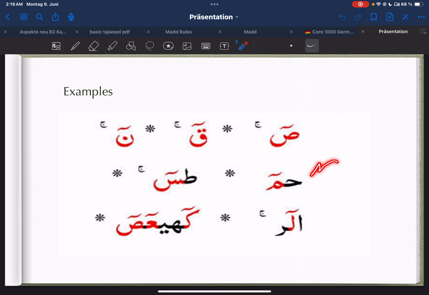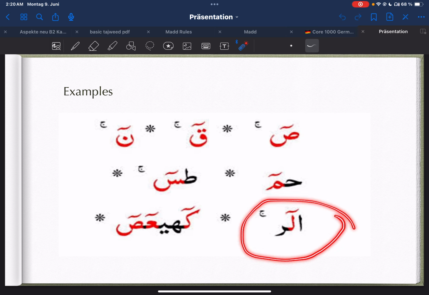You will notice here, حاميم, we have two letters. One applies مد لازم, and the first is not from the letters of the two words نقص عسلكم. So what is the condition here? It's مد طبيعي, just two حركات. So let's pronounce it now. حم. And the same here: طسم. And here.